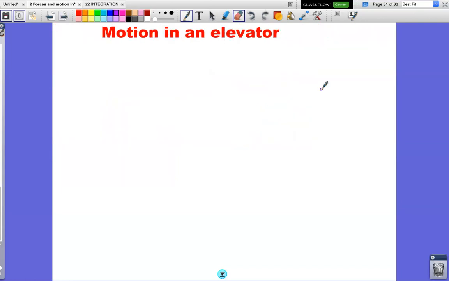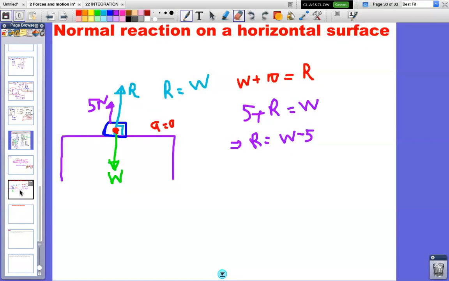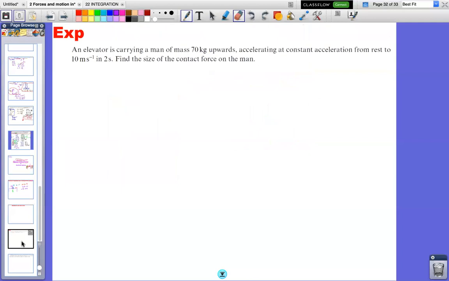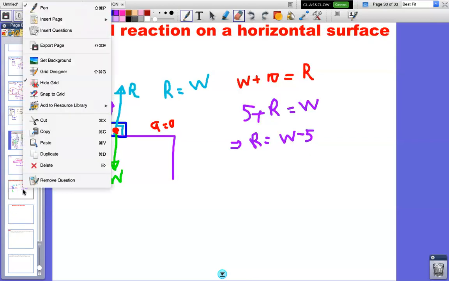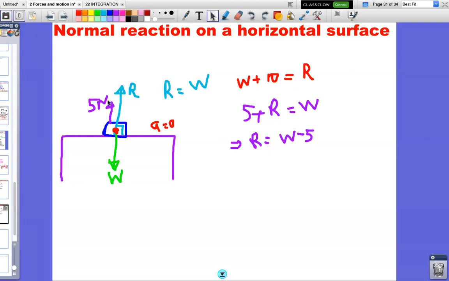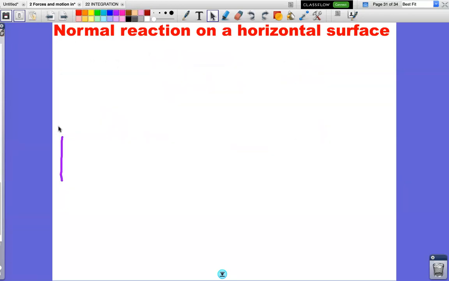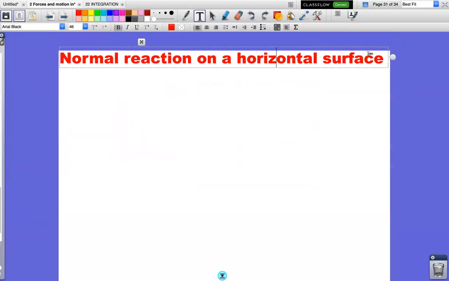Next case is, what is that case? There should be another case here. The next case I will look at is when the table is at an angle. I'll call this normal reaction on an inclined plane.